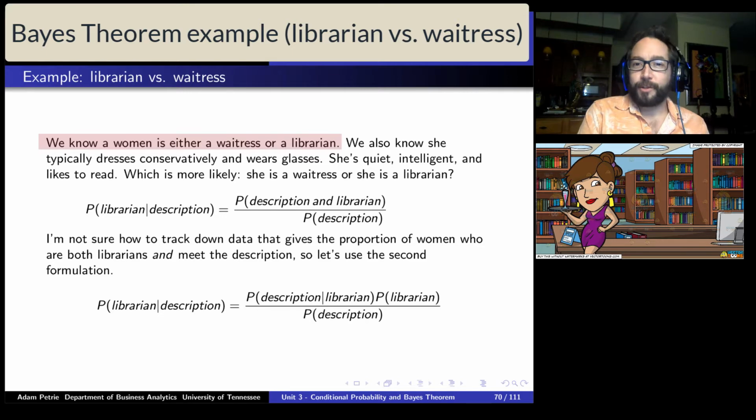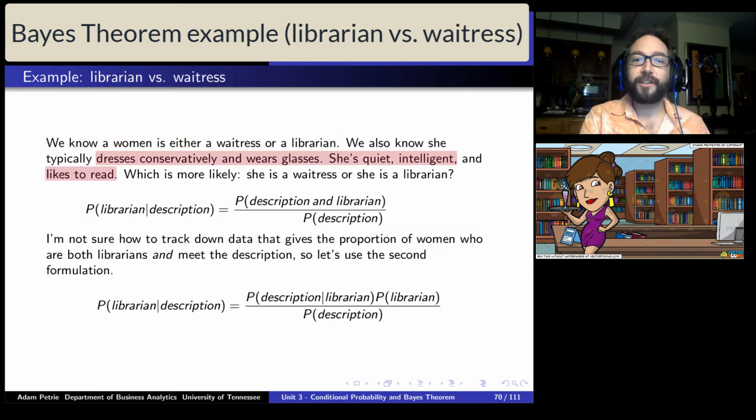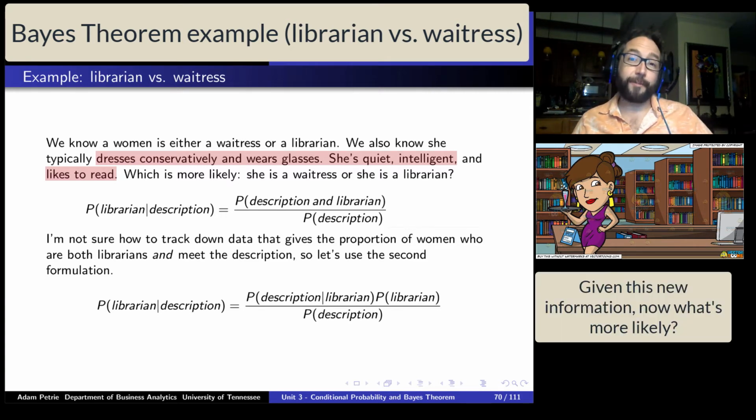And so there were some questions. I wanted to know, well, which is more likely? Knowing nothing else about this woman, is it more likely she's a waitress or more likely she's a librarian? And then I threw some additional information at you. She's quiet, she dresses conservatively, she likes to read, she's very smart, she wears glasses, kind of like your stereotypical librarian description. And I said, conditioned on that information, now which is more likely? She's a librarian or she's a waitress.